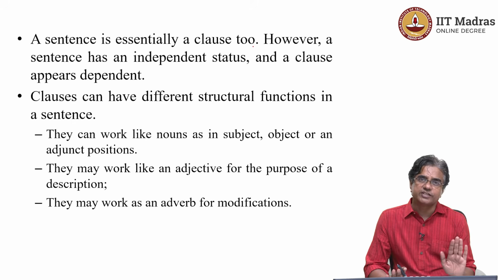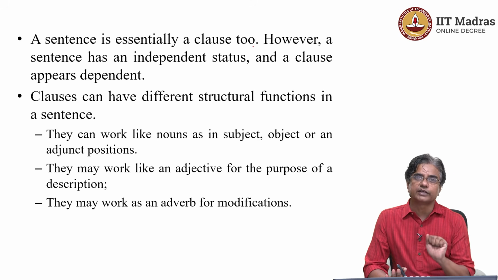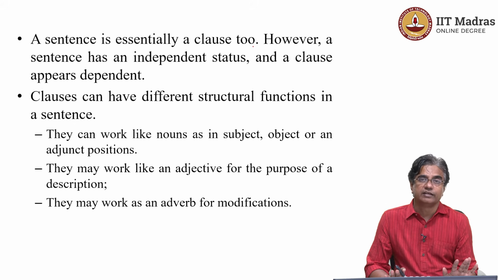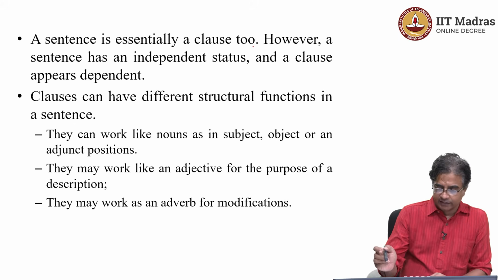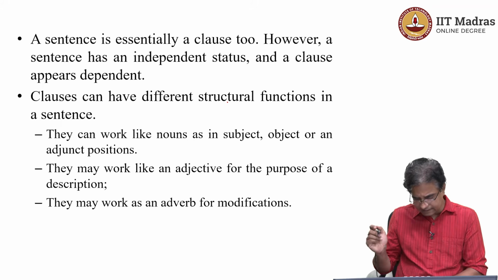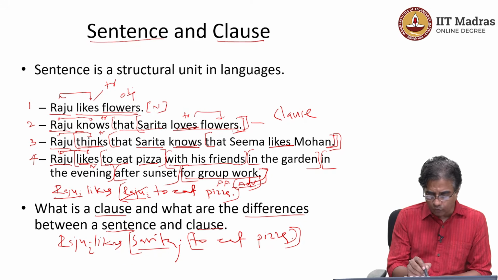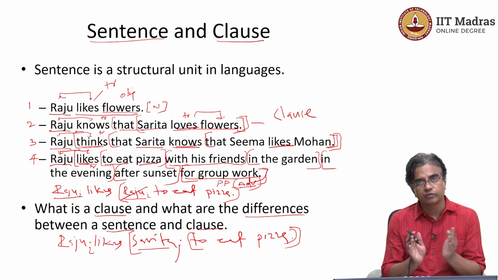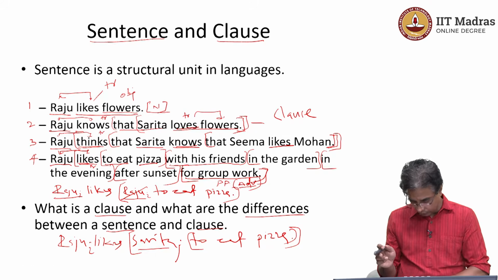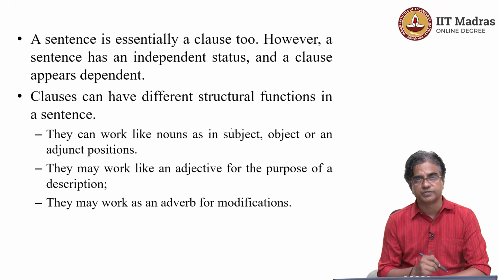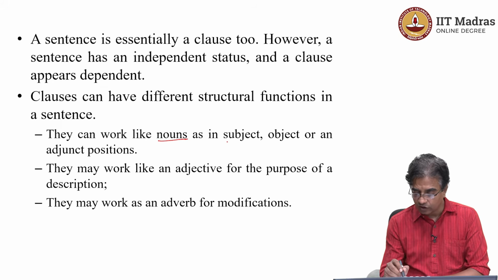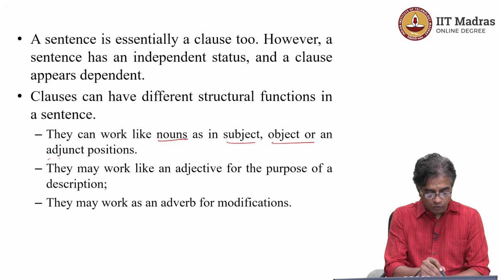Okay? A matrix clause is a sentence. An embedded clause is a dependent clause by definition, and it doesn't have independent status. A clause can have different structural functions in a sentence. We have just seen, where did you see all these clauses that you have seen? A smaller, nominal one, or a bigger one. They are all in the object positions. So they can work like nouns as in subject position, object position, or in adjunct positions.